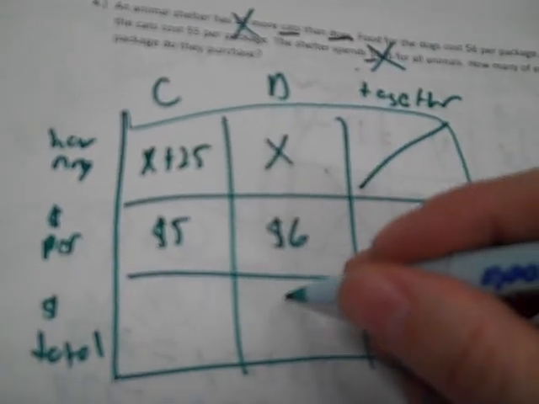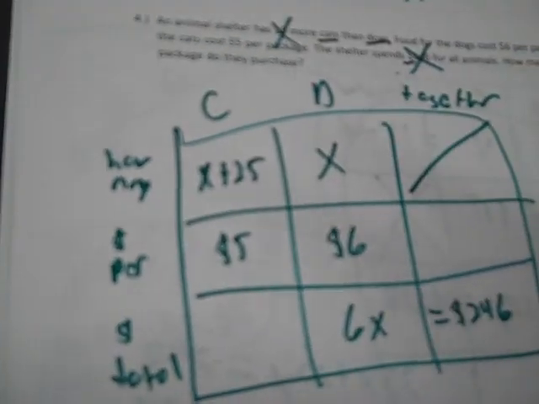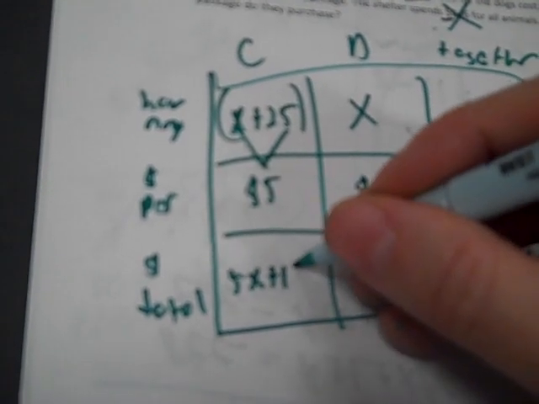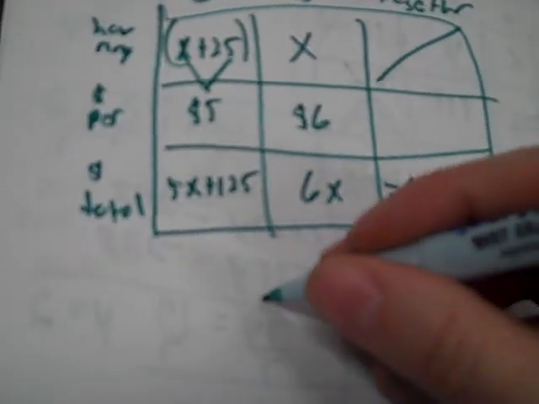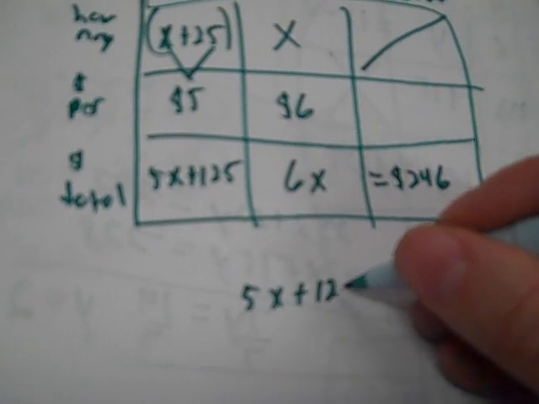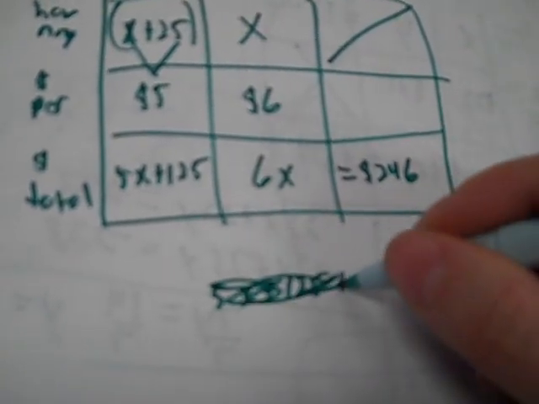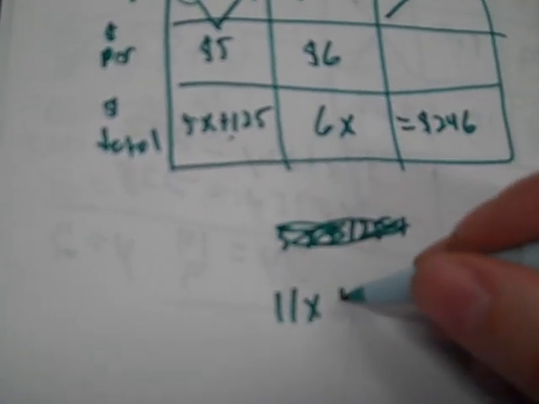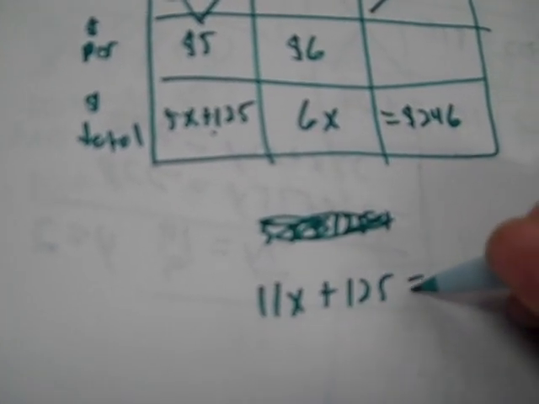Okay, the amount per, so the dogs are $6 per package and the cats are $5 per package. So you're going to have the expression 6X for the total cost for dogs. For the cats, you need to distribute the 5 to both X and 25. So that's 5X plus 125, and then write your equation. 5X plus 125 plus, actually don't write that, add your x's together, 11x. They're on the same side of the equation, so you add them.